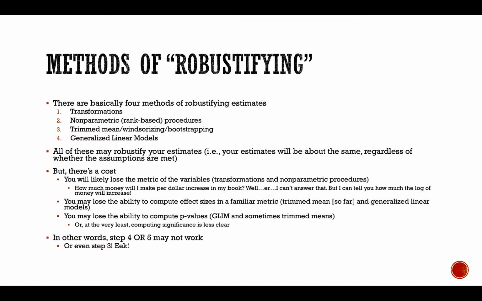So there are 4 methods to robustifying estimates. 1 is that we can do transformations. 2 is that we can use nonparametric or rank-based procedures. 3, we use trim means, Winsorized variances, and bootstrapping. And then 4, I don't know that those would technically fall under robust methods, but I'm going to lump them in because we're trying to address the same problem, which is to use generalized linear models. So all these may robustify your estimates. That is, your estimates will be about the same regardless of whether the assumptions are met, but there is a cost. So we will likely lose the metric of the variables.